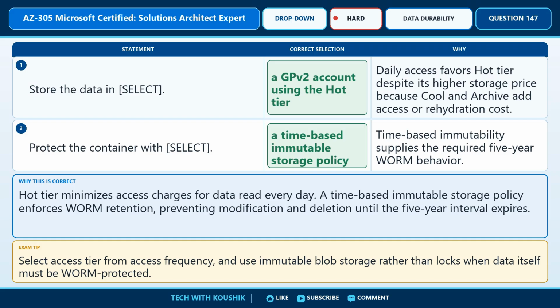The key takeaway is select access tier from access frequency, and use immutable blob storage rather than locks when data itself must be WORM protected.